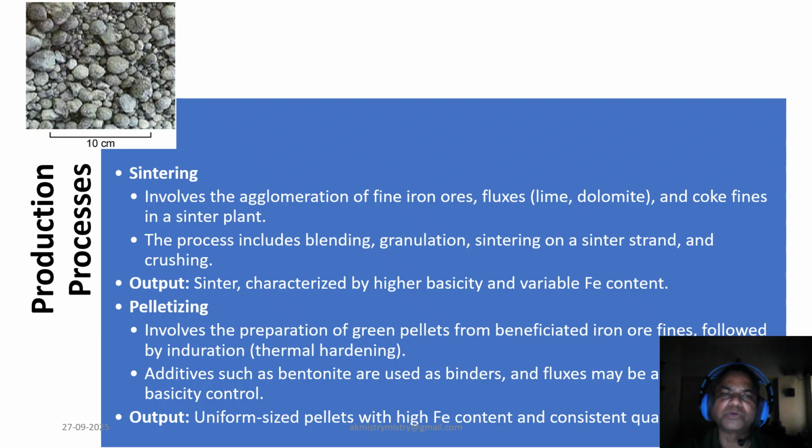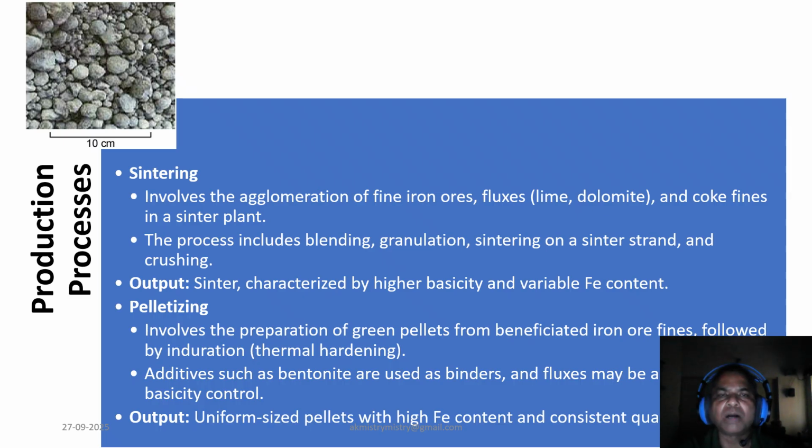The main steps include granulation, sintering on a strand, and crushing. The output is sinter, which is characterized by higher basicity. Pelletizing involves preparing green pellets from beneficiated iron ore fines, which are then hardened through a thermal process called induration. Additives like bentonite are used as a binder and result in uniform size pellets with a high iron content and consistent quality.